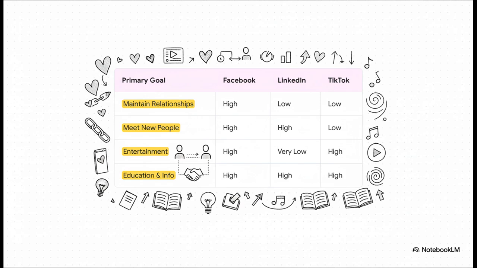Researchers asked people why they use different platforms, and whoa, the answers could not be more different. Look at Facebook. It's super high on maintaining relationships. For LinkedIn, that's way down on the list. And then you see TikTok, which is all about entertainment, a goal that is practically non-existent for LinkedIn. So these platforms, they're not just apps. They're more like stages, each built for a very different kind of performance.